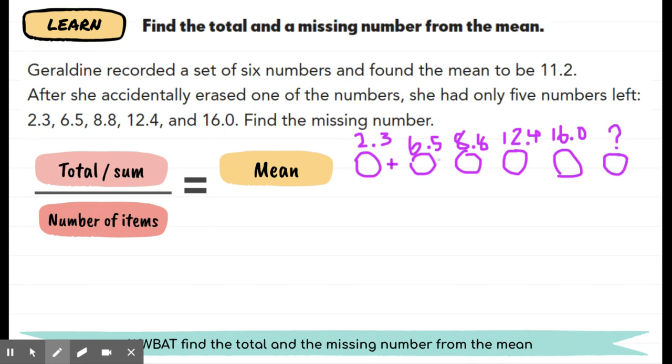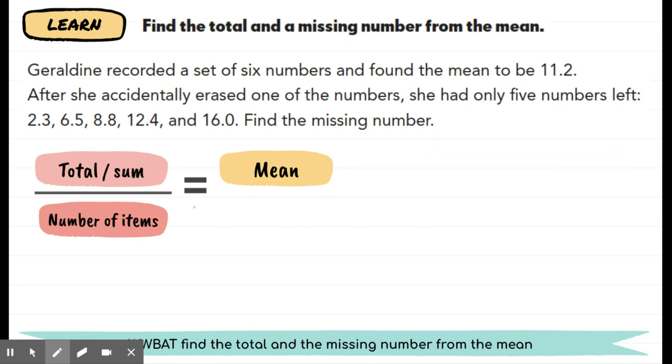When these values are combined and divided by 6, the mean is 11.2. So once we add all the numbers, including the missing number, divided by the number of items, we get the mean, which is 11.2. Now what we have to find is the missing number.